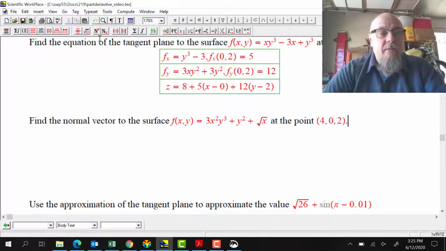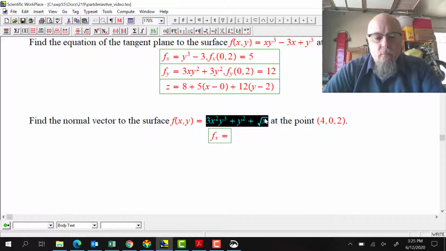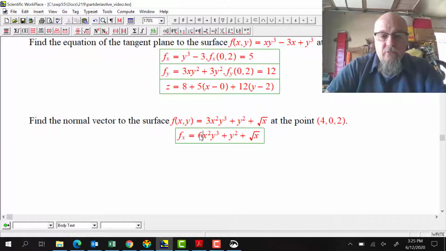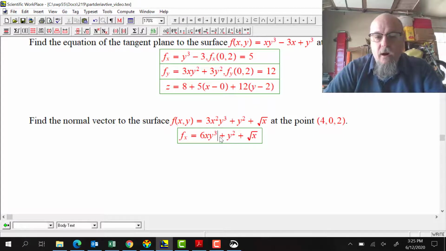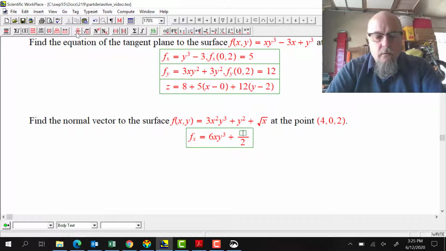So same idea. Let's get our equation of the tangent plane. So I need the derivative of the function with respect to x. So let's differentiate this with respect to x, treating y as a constant. So 6, y is a constant, so y squared, the derivative of that is 0. This will be the x to the 1/2. So the 1/2 comes down. Subtract 1 from the exponent, so x to the minus 1/2.